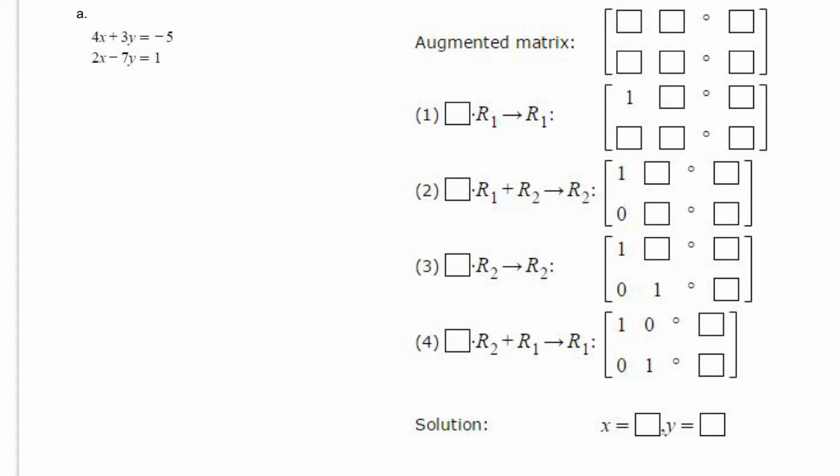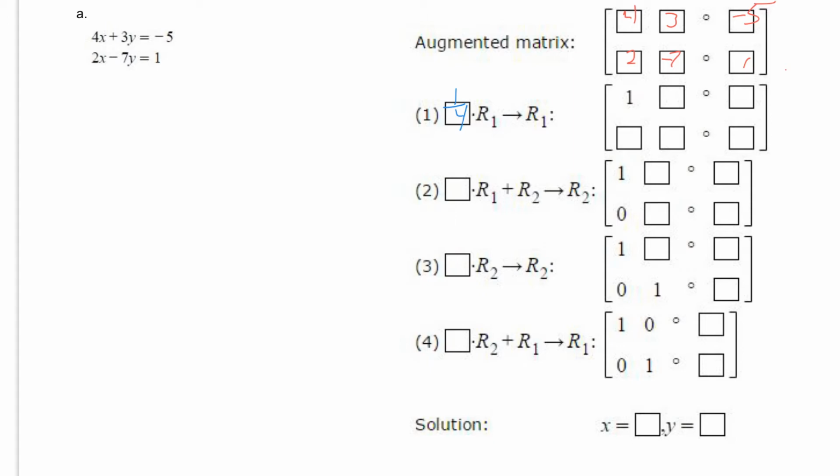If you did this correctly, I'm going to fill in the boxes for you. Your original should be 4, 3, -5, and then underneath 2, -7, and 1. In your first step, you should have gone through and multiplied by 1/4.